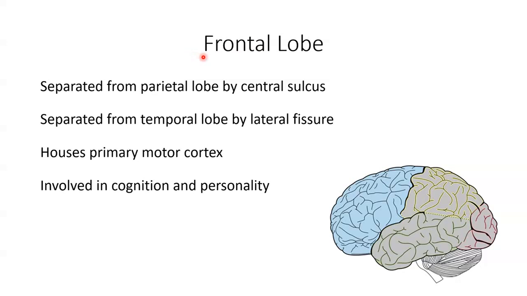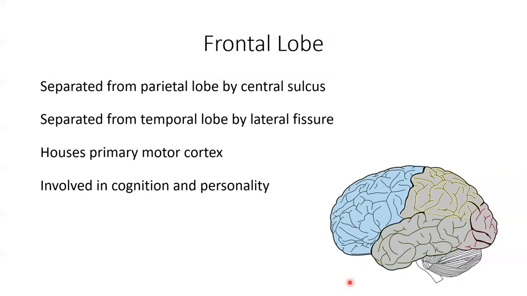So if we start off looking at the frontal lobe, which we've highlighted in blue on this image down here, the frontal lobe sits obviously at the front of the brain and is separated from the parietal lobe, which is this yellow lobe here, posteriorly by the central sulcus. So that's this indent along here. And from the temporal lobe, which is this green part here, by our lateral fissure, so a deep indent. Within the frontal lobe are 2 important regions, which I do want you to be aware of, the primary motor cortex and the prefrontal cortex.